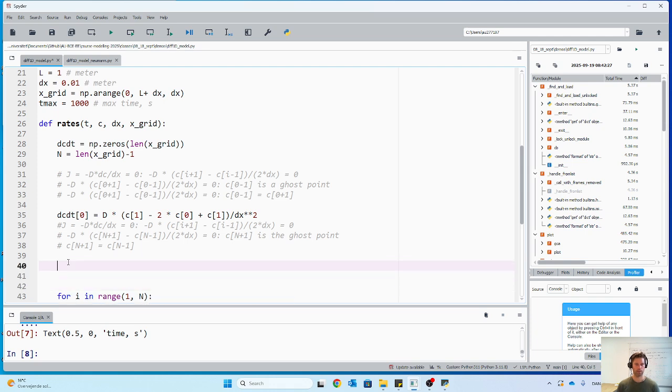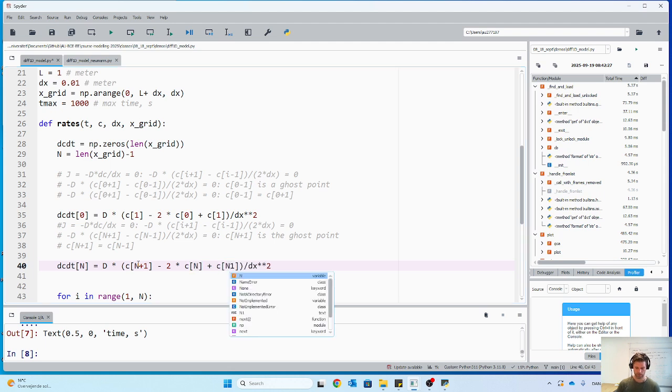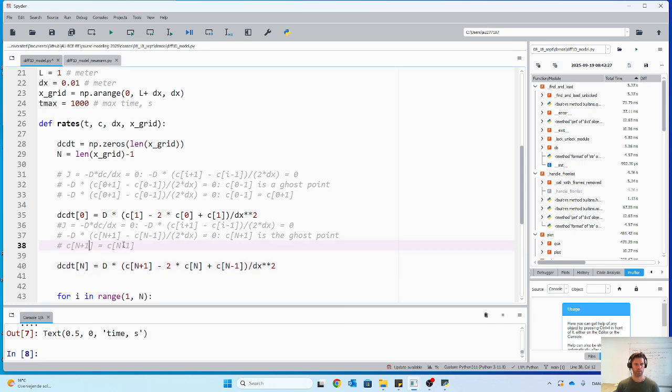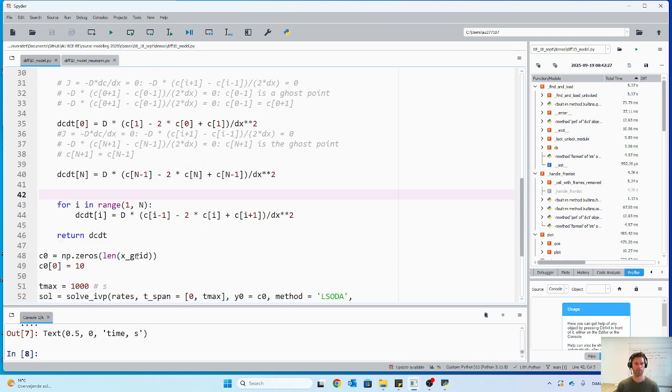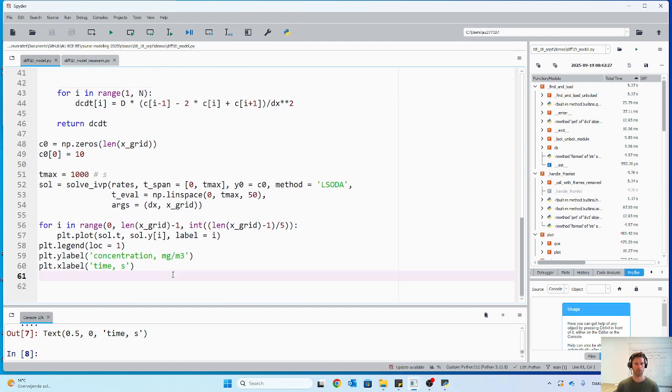We can now define the derivative at the right boundary like this: n plus 1 and n minus 1. And now we substitute this one into the ghost point position. Good. So we have fixed the derivatives at the left and right end now, and we should be ready to run the code. Let's see what it says.